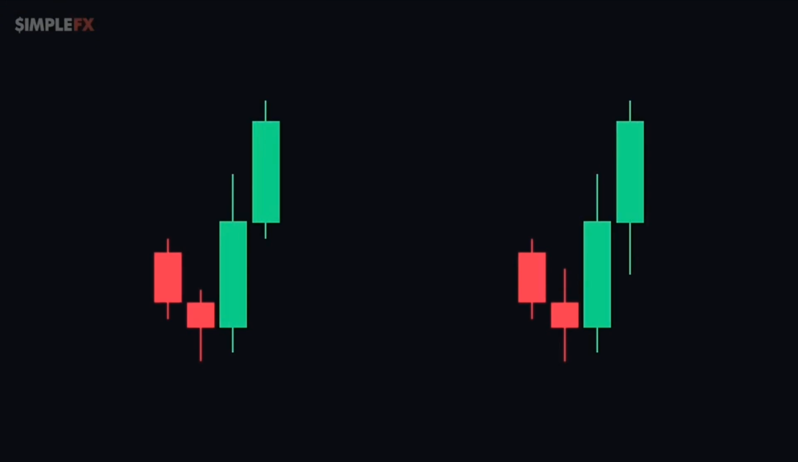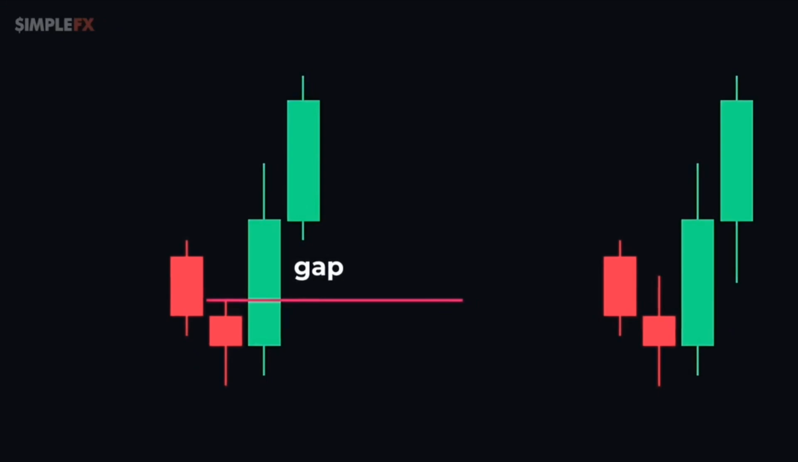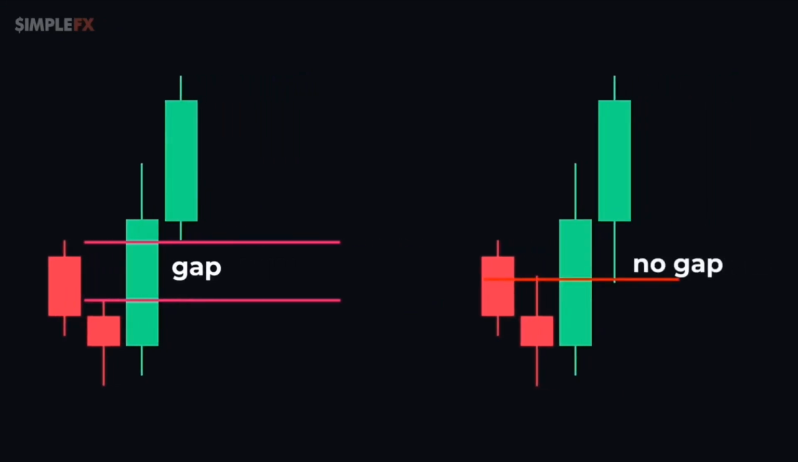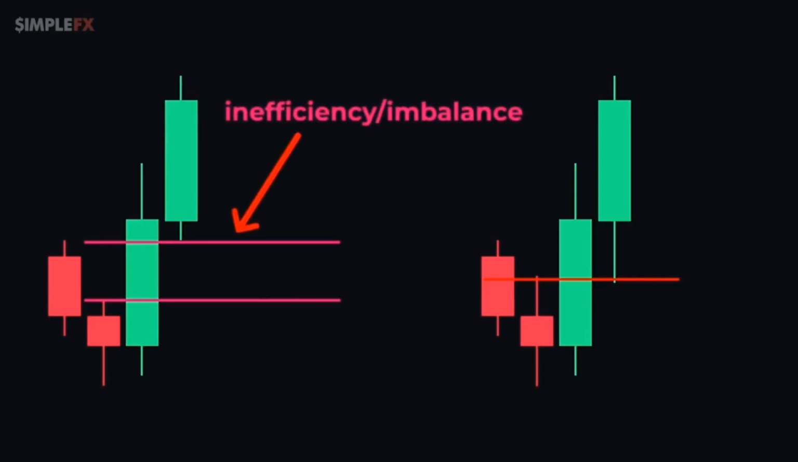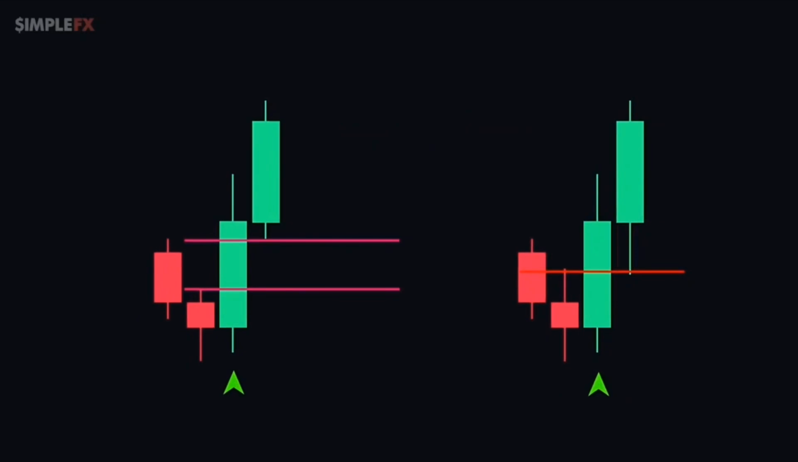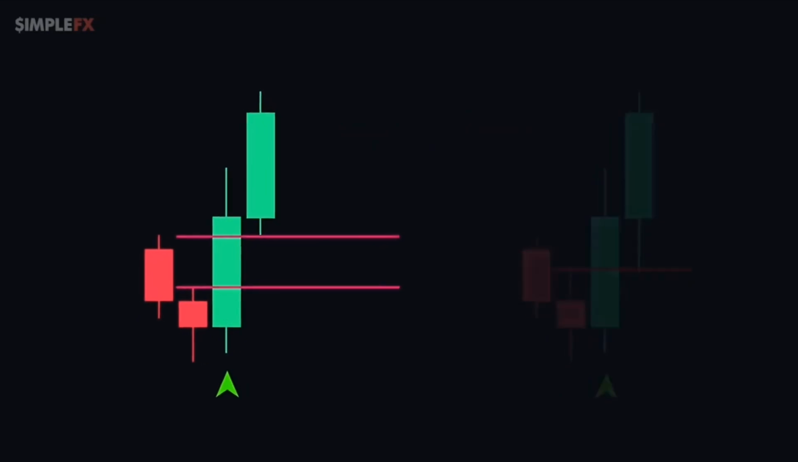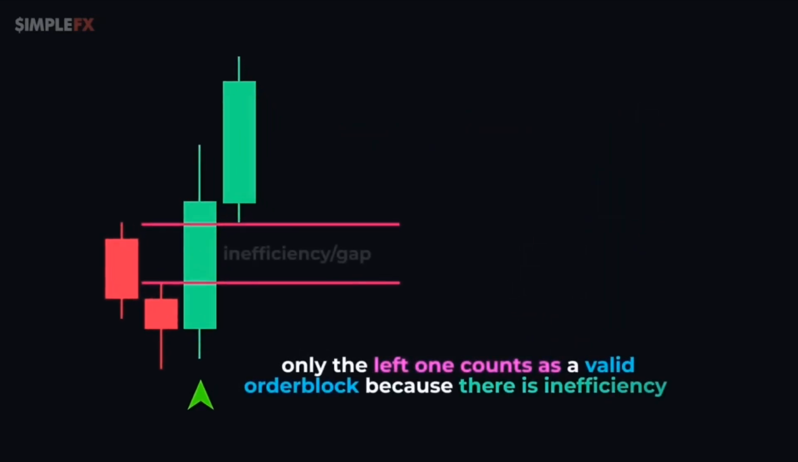However, notice the key difference. The one on the left has a gap between the first candle's upper wick and the third candle's lower wick, while the one on the right doesn't have it, as the wicks are intersecting with the candle's full body. This gap is what's called an inefficiency or imbalance. So, even though both setups show significant upward movement, only the left one counts as a valid order block because there's inefficiency.